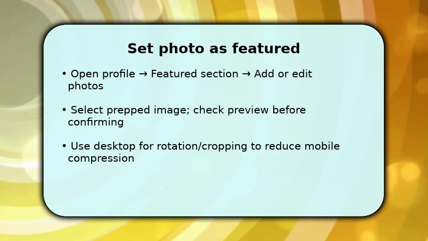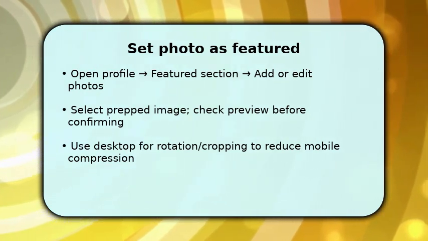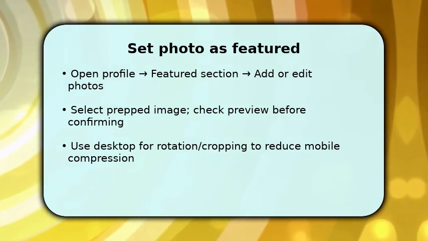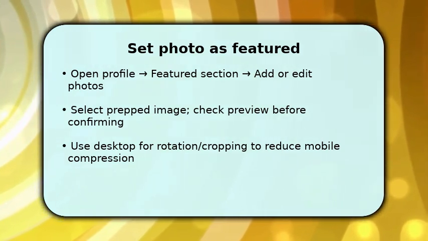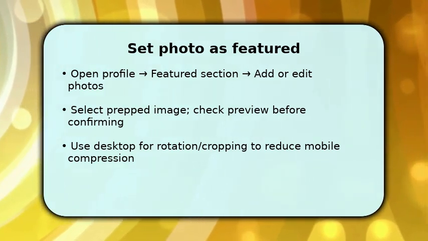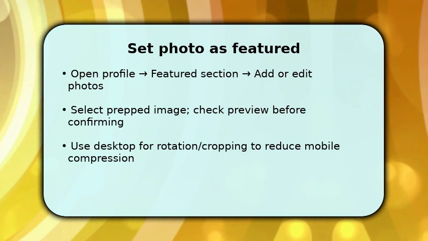Next, you assign the prepared image as a featured photo. Go to your profile, open Featured, and choose Add or Edit. You'll select the file you prepped and inspect the preview. This is where most blurry results are evident, so zoom and verify. If you need to reposition or rotate, do it on desktop where Facebook applies less aggressive mobile compression.